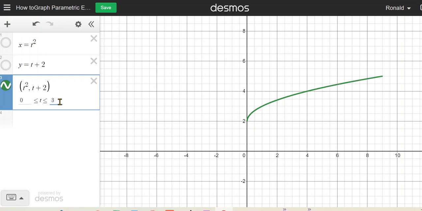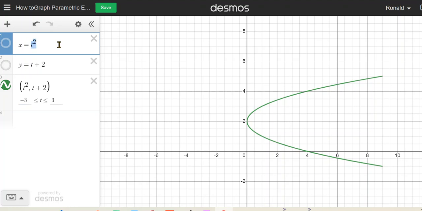And to 3. Now, if we wanted to see going backwards, instead of 0, we could go to -1, and now we can see that it's going backwards down this way. Or we could go backwards to -2, backwards to -3. So the direction of travel is clearly moving along the parabola in the direction that I'm moving the arrow in right now. All right, so that's how you graph parametric equations in Desmos.